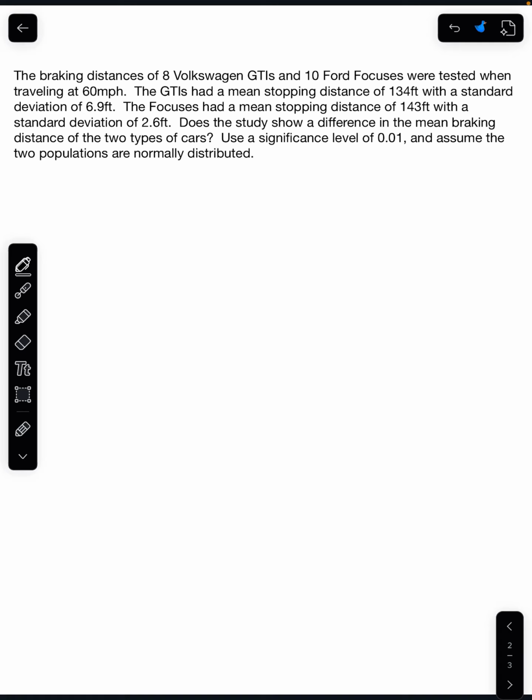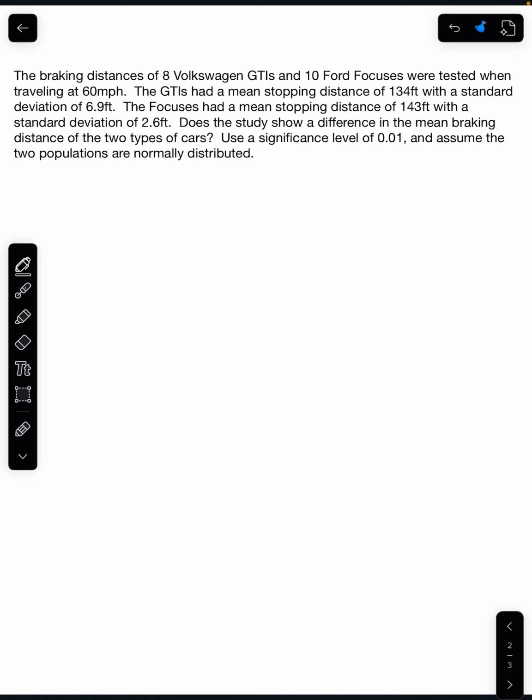Now, obviously, yes, the means are different, but the question is: is the difference significant enough to say that they are actually different for the populations? We're going to use a significance level of 0.01, and we're going to have the very common underlying assumption that the populations are normally distributed.